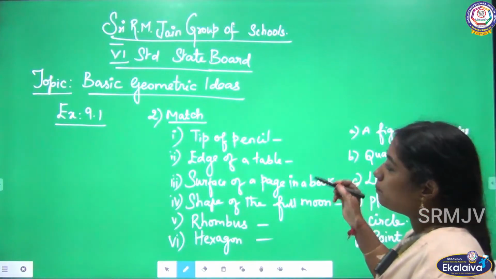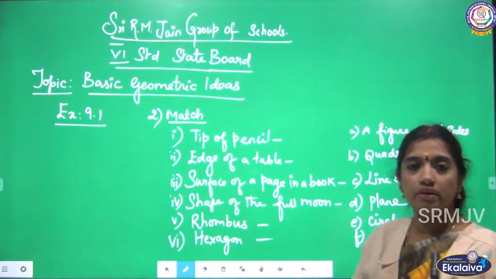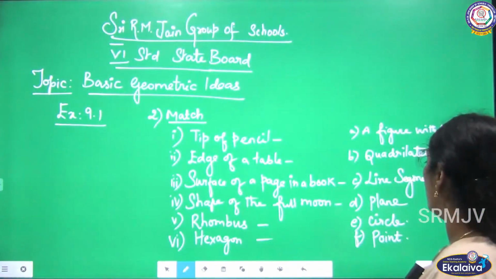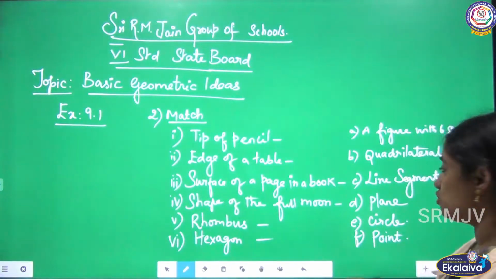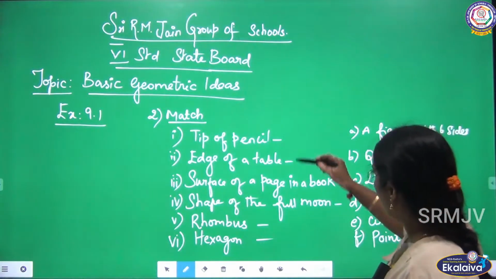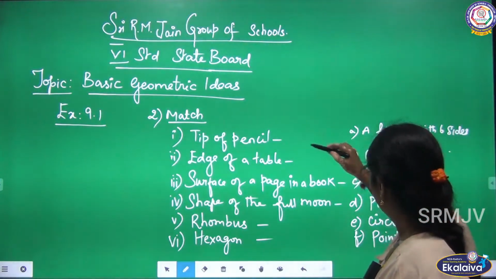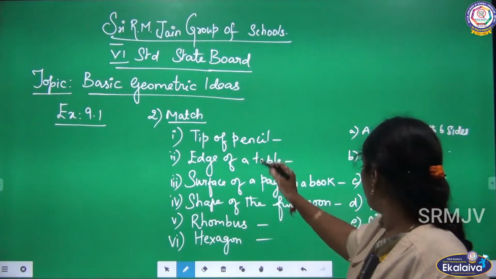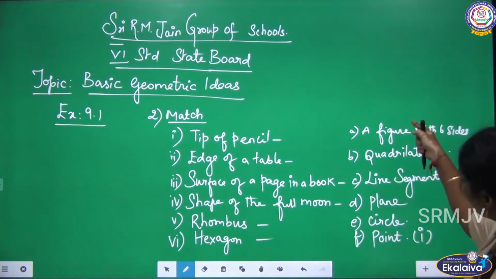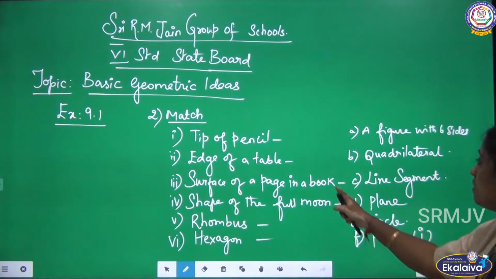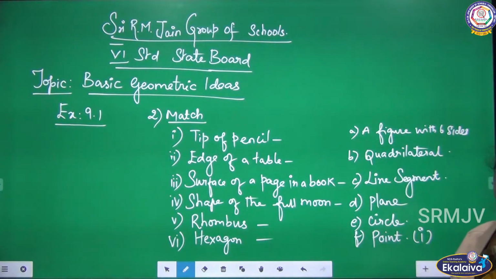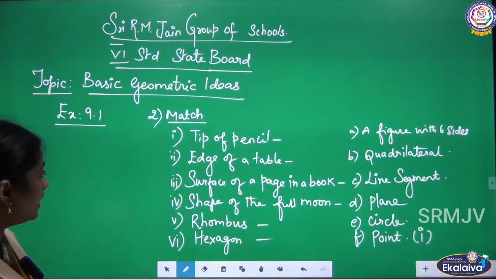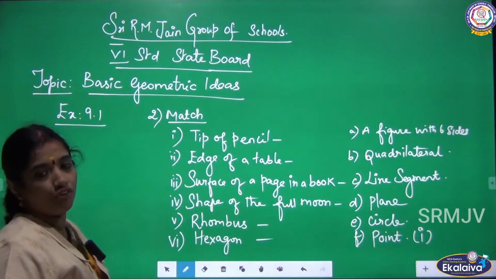Listen, the tip of a pencil is what? Your dot. The tip of a pencil is a dot, and a dot I can say is a point. So I am matching F here. Here I am matching 1. As you go through all these answers, which is the match for this point? The tip of a pencil is your point. Can you clear this? Now, the edge of your table.